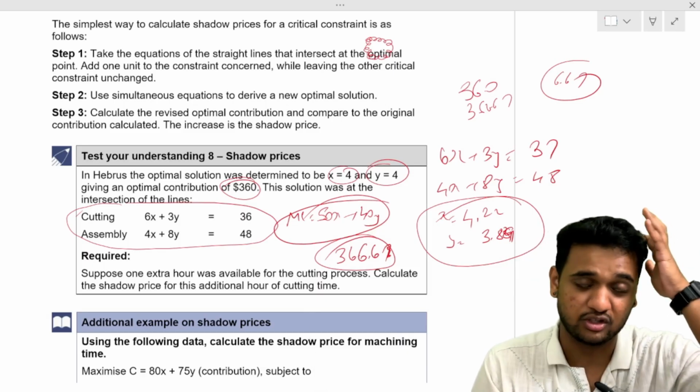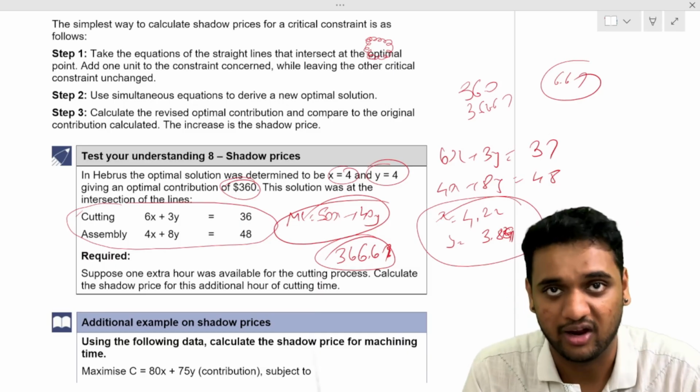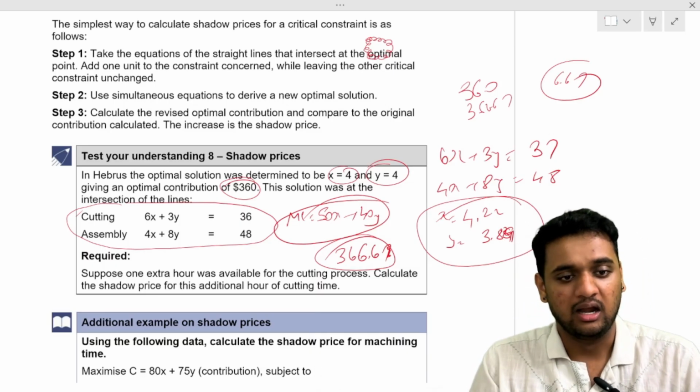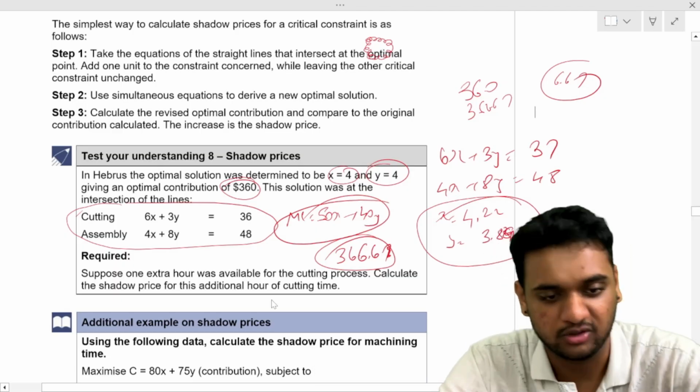We have a lot of exam questions on shadow price, slack, and limiting factor that we will do tomorrow. But revise whatever is done today thoroughly and come. This is what shadow price is all about.